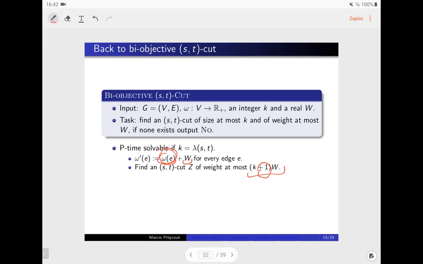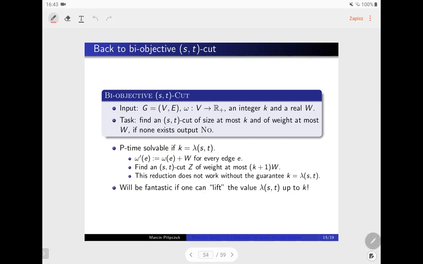Okay, so if your instance is a special case where your graph is actually the lambda, you are really asking to find the minimum cardinality cut with extra weight budget on top of it, weight constraint, then this problem becomes polynomial time solvable by just applying min cost max flow to specially constructed weights here. But this reduction is very sensitive to this assumption that you are looking for a minimum cardinality cut here, and it doesn't work if you are allowed to have something slightly larger than the minimum cardinality cut.